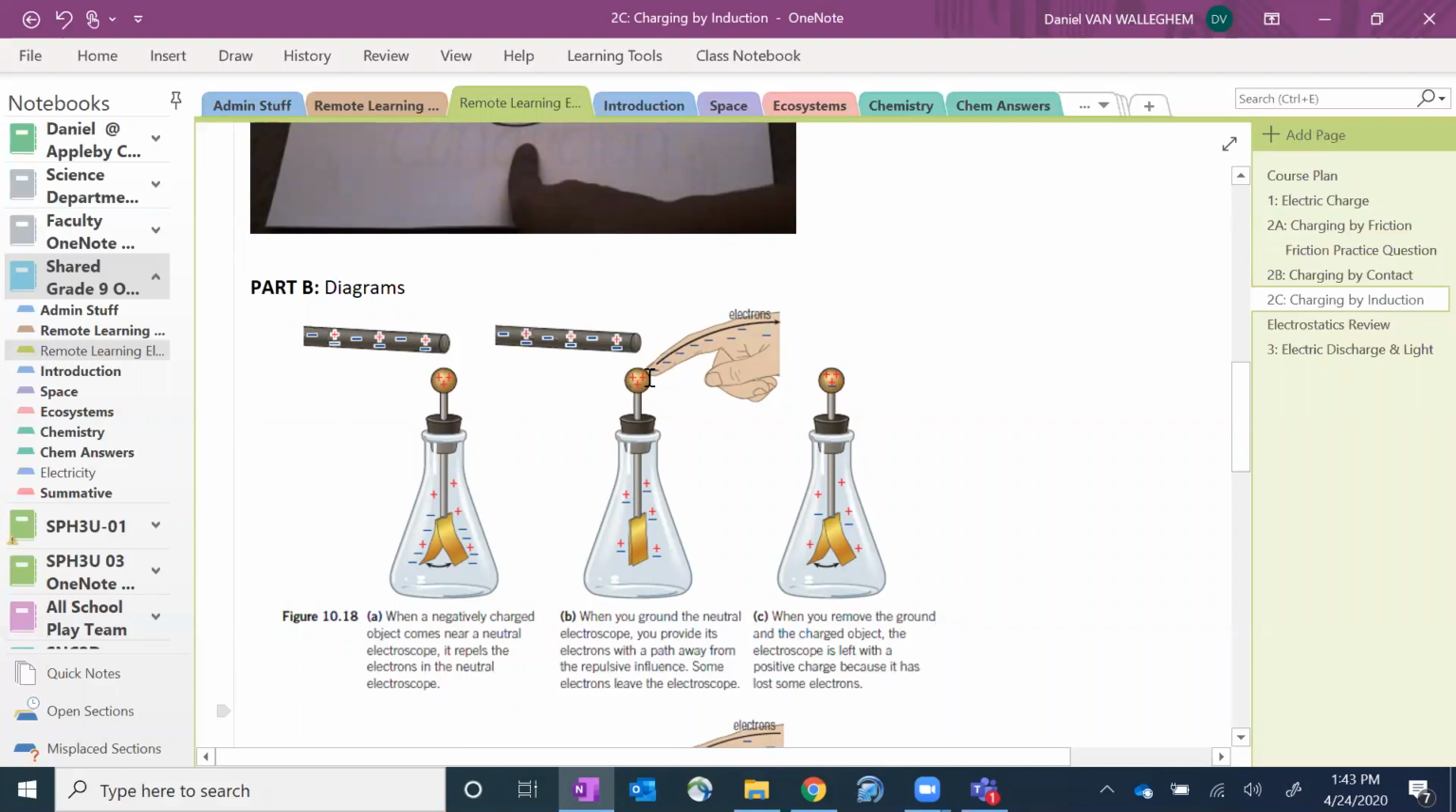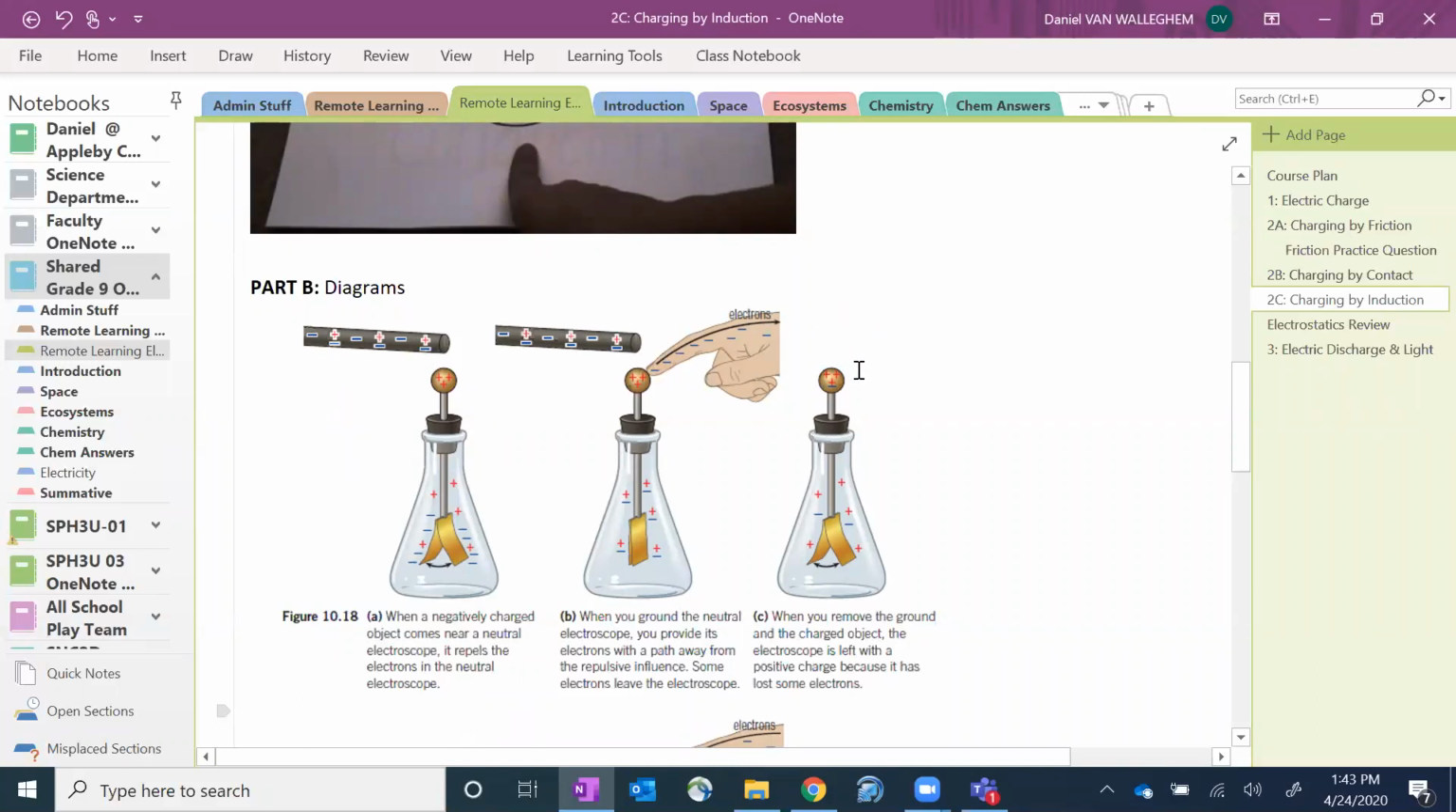You come along and you touch it, and remember those electrons in the electroscope are repelled by this rod. They don't want to be anywhere near it. Now they have a path to the ground, or they have a path into you. So the instant that you touch it, all those electrons in the electroscope actually flee into your finger, into you. So electrons are now physically leaving the electroscope.